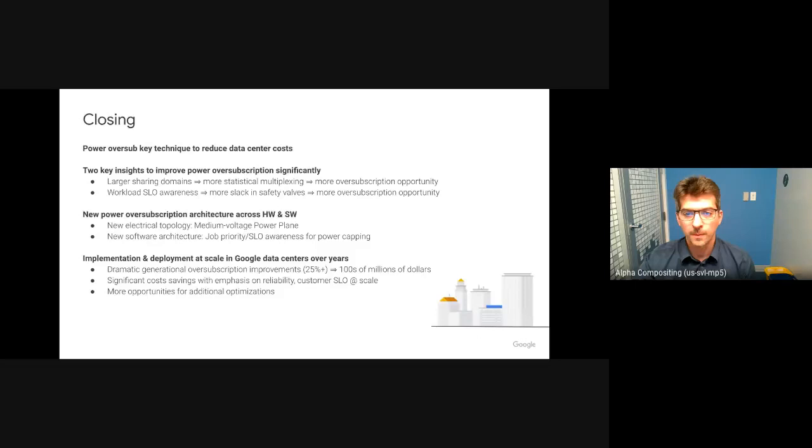To sum up, power oversubscription is a very important technique to lower data center costs. We identified two key insights: large power domains and workload awareness within SLOs enable more oversubscription. Then we proposed a new electrical architecture for data centers and a new software architecture for power capping. These contributions enable dramatic improvements in oversubscription and significant cost reductions, while focusing on reliability and abiding by customer SLOs. More opportunities to further increase oversubscription are possible in the future.